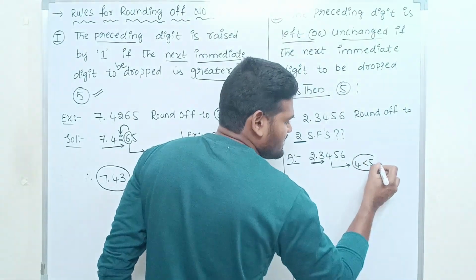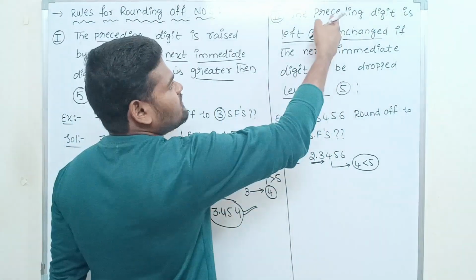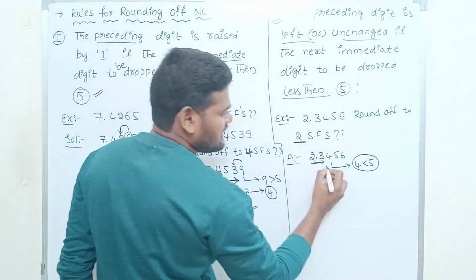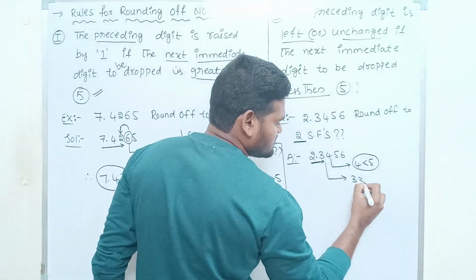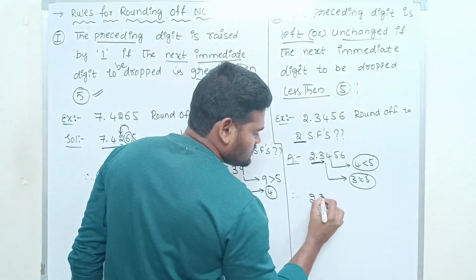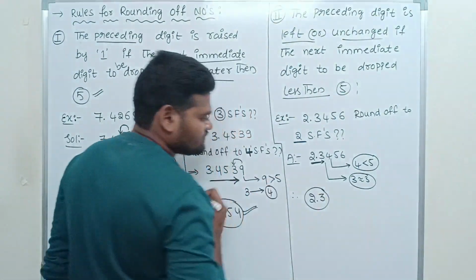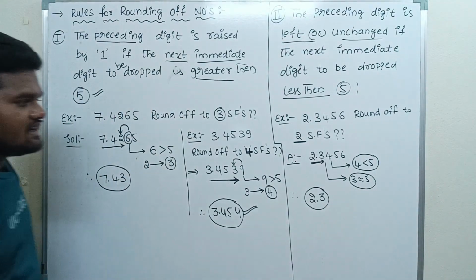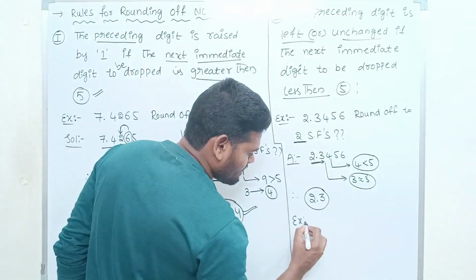When the next immediate number is less than 5, then what happens? The preceding digit is left unchanged. 3 is equal to 3. It does not change. Therefore, our answer is 2.3 only. Are you getting it? Let us see one more example.